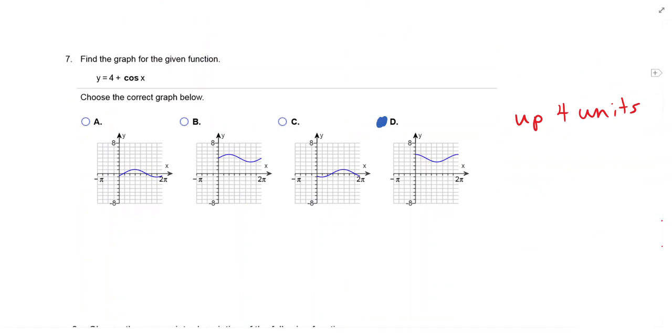Y equals 4 plus cosine x. So cosine x doesn't go through the origin, it's going to go through 1, but this one should be popped up 4. So if you look here, 1, 2, 3, 4, 5, because cosine starts at 1 and goes down, but this one is up 4 units, so it would be at 5.